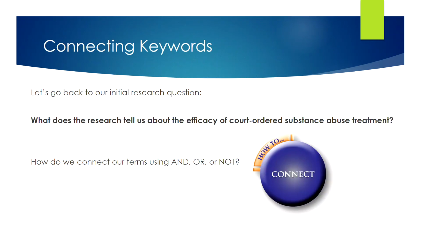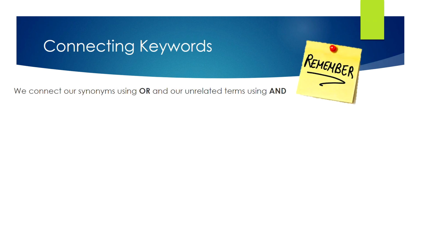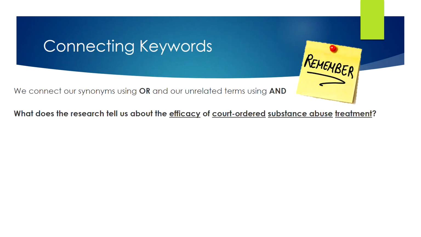So let's go back to our initial research question. You'll remember that we originally said, what does research tell us about the efficacy of court-ordered substance abuse treatment? How do we connect those terms using and, or, and not? Well, it's actually very, very easy. Just remember, we connect our synonyms using or and our unrelated terms using and.